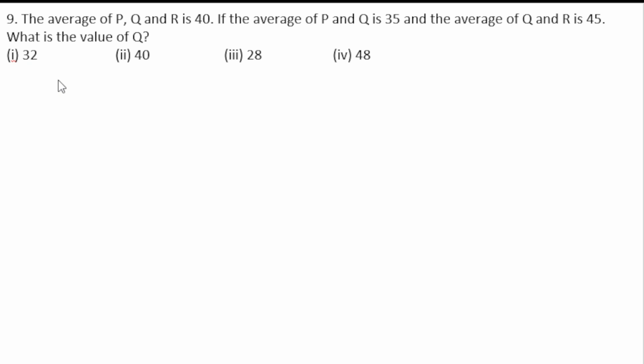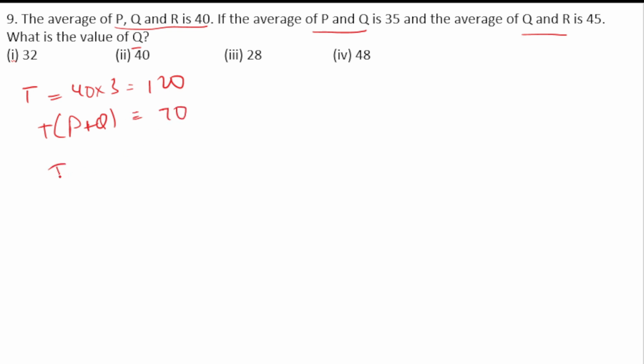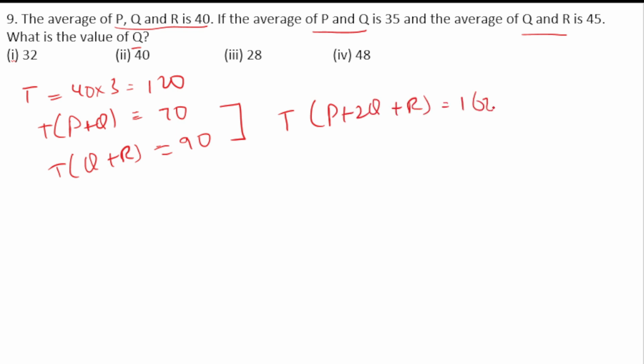Next one. The average of P, Q and R is 40. If the average of P and Q is 35 and the average of Q and R is 45, what is the value of Q? Here, what is the total of P, Q and R? It is 40 into 3, which is 120. And the average of P and Q is 35, so the total of P and Q is 35 into 2, 70. And the total of Q and R is 45 into 2, 90. Okay, so we will add these two. What we will get? Total of P plus 2Q plus R is equal to 160.